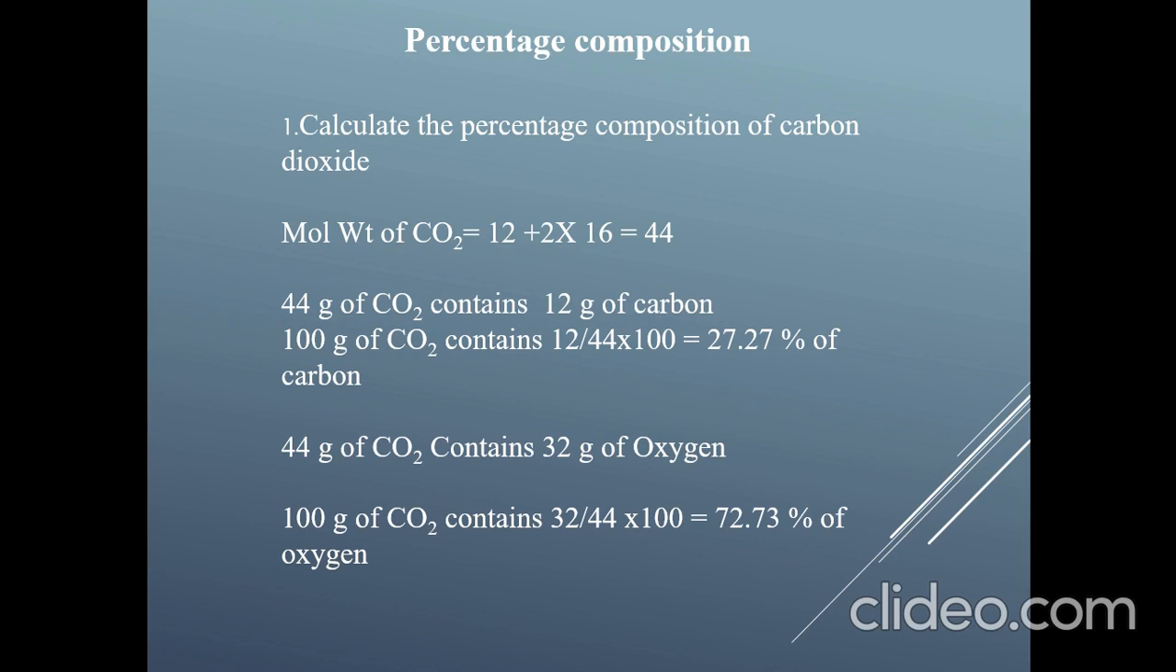Now of oxygen. What is the weight of oxygen? Atomic weight is 16. It is O2, so it becomes 16 twos are 32. So 44 gram of carbon dioxide contains 32 gram of oxygen. So 100 gram of carbon dioxide contains 32 divided by 44 into 100. So it is 72.73. If we add the percentage of carbon and oxygen, it becomes 100. Okay. So in this way, you have to calculate the percentage composition of the given compound.